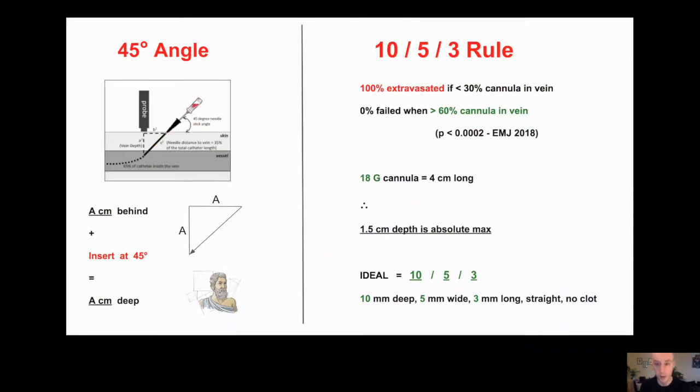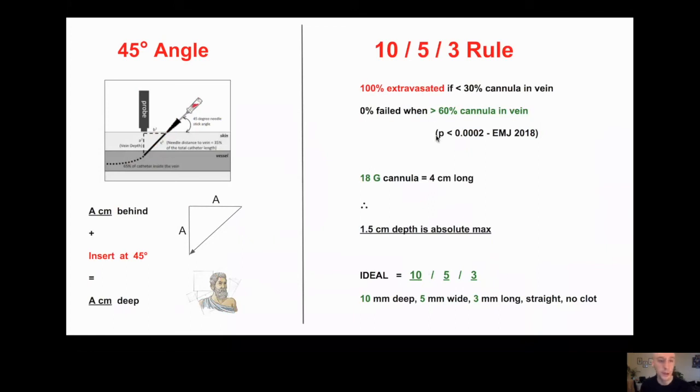Very shallow veins are actually more difficult to hit with ultrasound, and very, very deep veins, more than 15 millimeters deep, you can get them, and you can leave a tiny bit of plastic in, but they're just going to tissue a minute later. You'll feel chuffed, and then you'll leave the patient and they'll tissue. What was the point? So 1.5 centimeters deep is the absolute maximum, but ideally 10-5 rule.